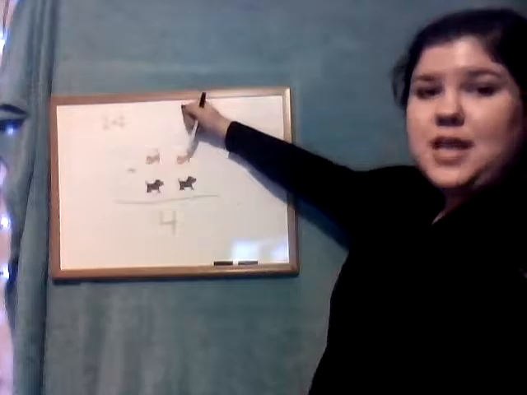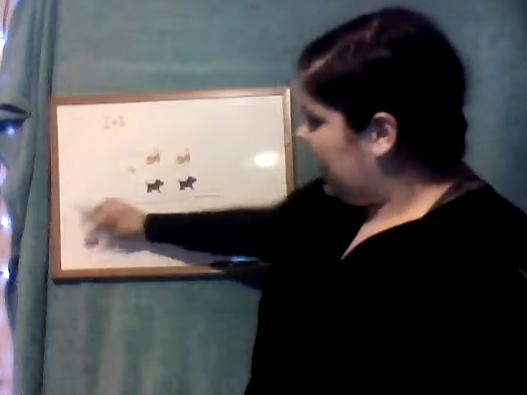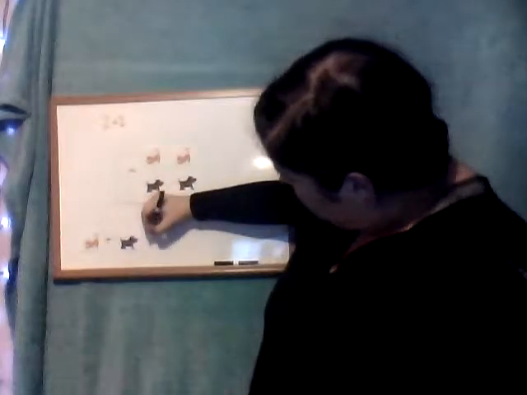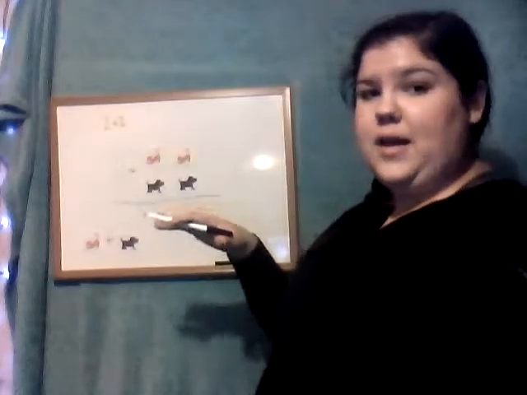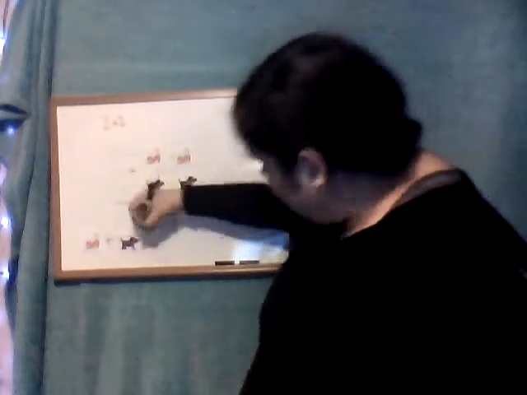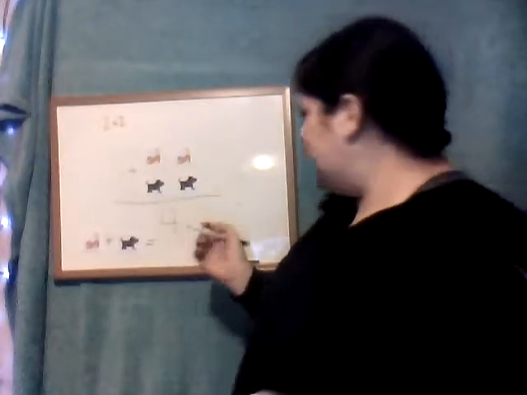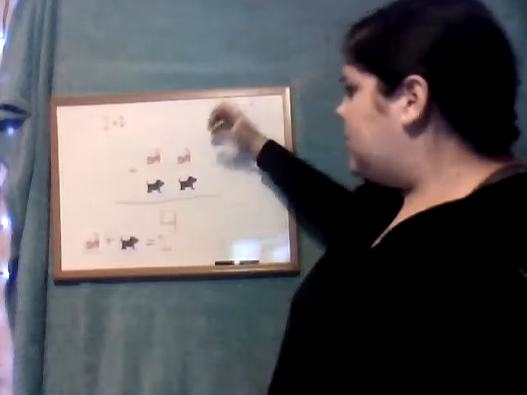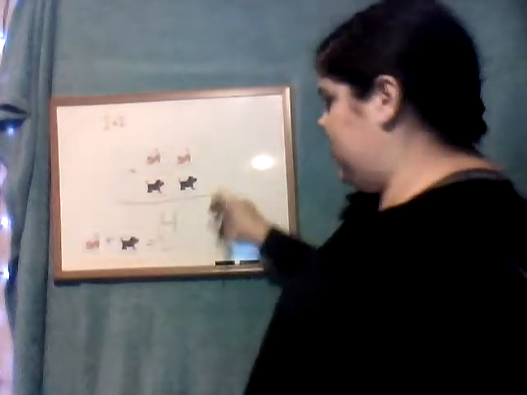So this is just like how you would write it horizontally. So if I were to write it horizontally, let's say I have 1 cat plus 1 dog, and what goes here? What do we normally write when we're writing horizontally? Yes, an equal sign. And 1 plus 1 equals 2. So you can do the same thing. You can do it horizontally or vertically.